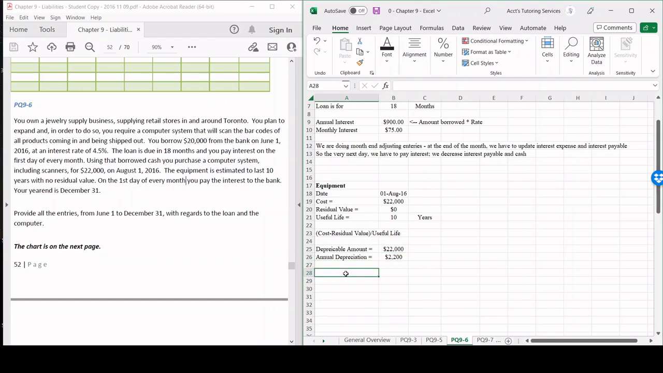So in chapter 9, we recorded depreciation for the full year, correct? So in this case, we did it from August 1st to December 31st. However, since this is mixed up with this question and we're talking about interest, we're going to record depreciation expense at the end of every month. So that means we have to calculate the monthly depreciation. And this is going to be 2,200 divided by 12 months to get 183.33.